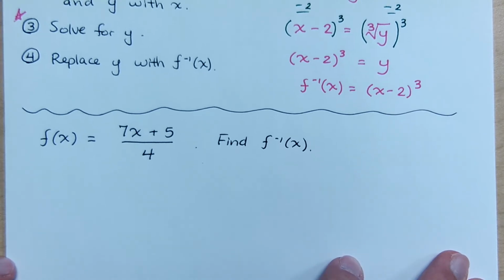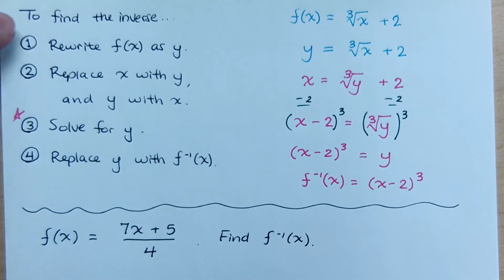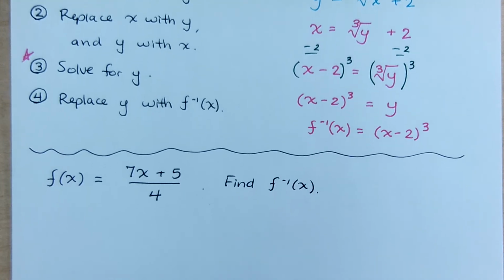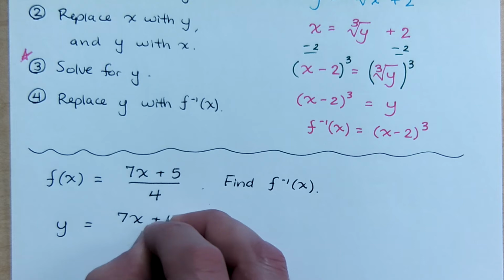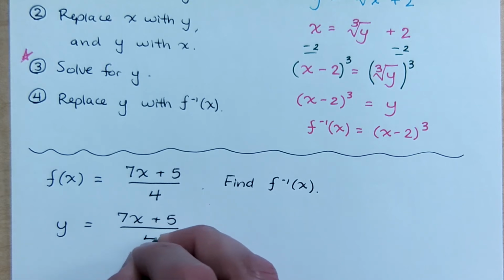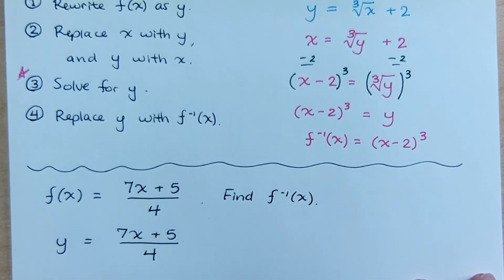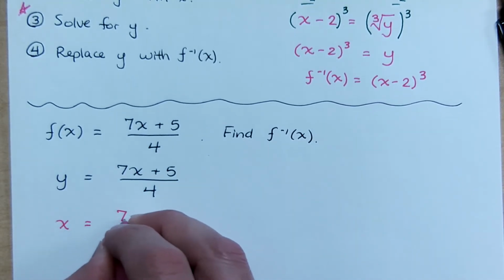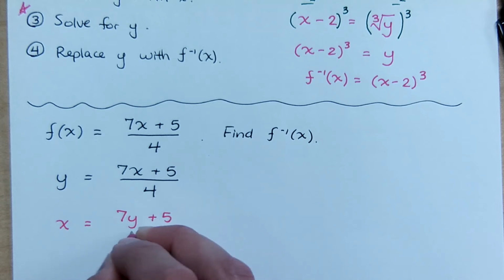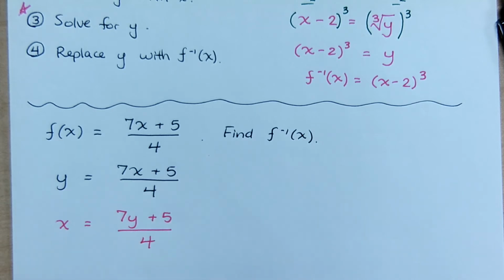So what do I do first? Rewrite f of x as y. Right? Easy peasy. So that means y is equal to (7x plus 5) over 4. The second step says to replace x with y and y with x. So this guy now gets to be rewritten as x is equal to (7y plus 5) over 4. And now we go through the process step by step of getting y by itself.